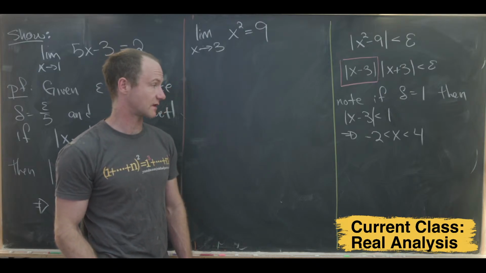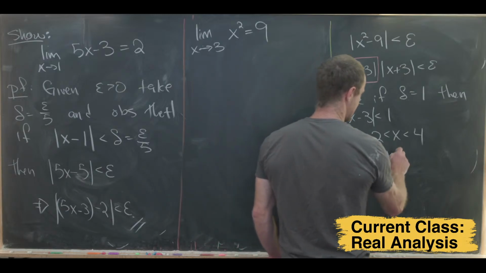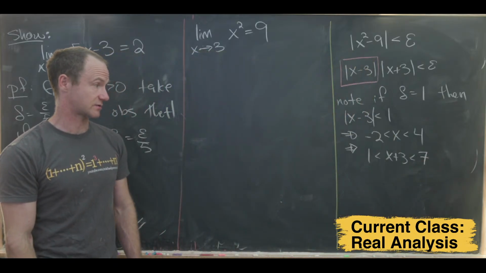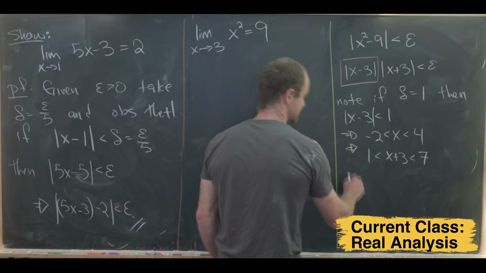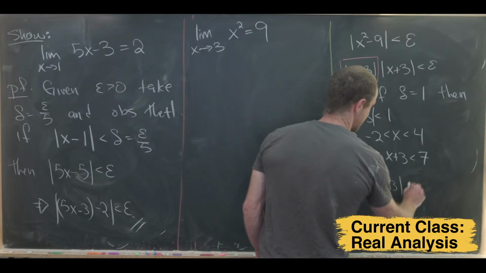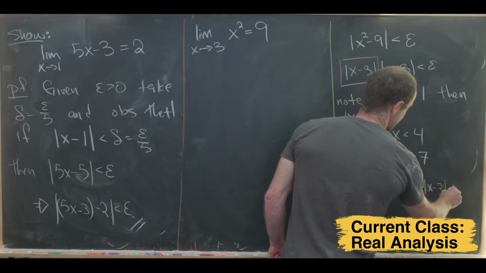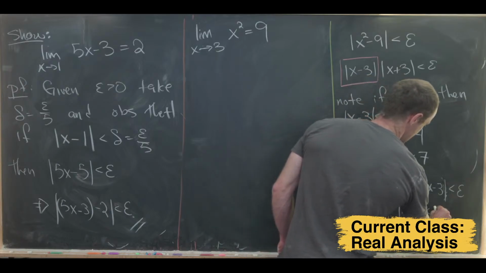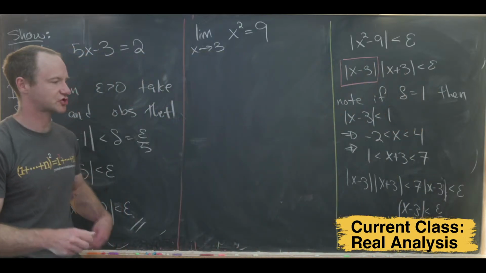Yeah. So we have something like that. But now adding 3 everywhere here gives us 1 is less than x plus 3, which is less than 7. So that means x plus 3 is less than 7. So that means we have |x minus 3| times |x plus 3| is less than 7 times |x minus 3|, which if we want that to be less than epsilon, then |x minus 3| should be less than epsilon over 7. Okay, so that sets up kind of our scratch work.